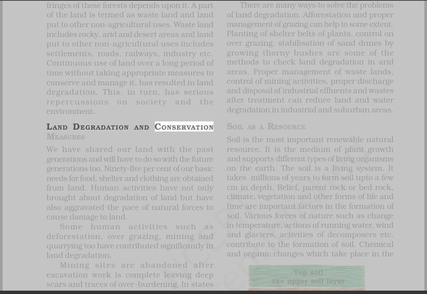Land degradation and conservation measures. We have shared our land with the past generations and will have to do so with the future generations too. 95% of our basic needs for food, shelter, and clothing are obtained from land. Human activities have not only brought about degradation of land but have also aggravated the pace of natural forces to cause damage to land. Some human activities such as deforestation, overgrazing, mining and quarrying too have contributed significantly to land degradation. Mining sites are abandoned after excavation work is complete, leaving deep scars and traces of overburdening.